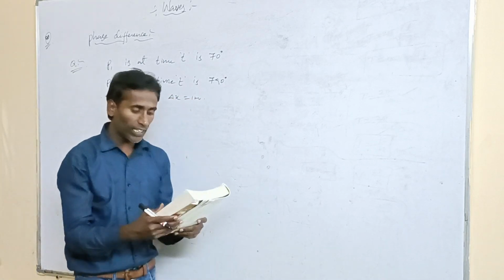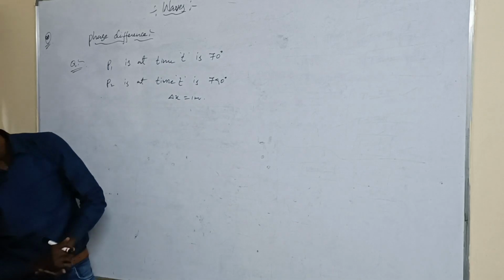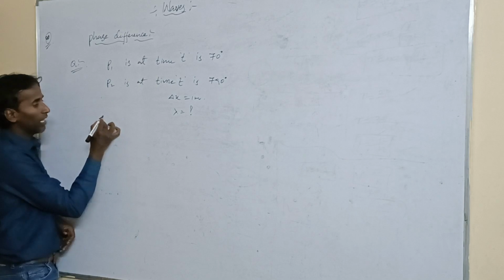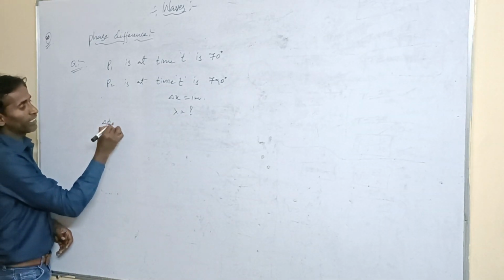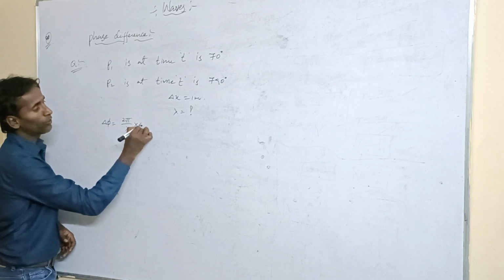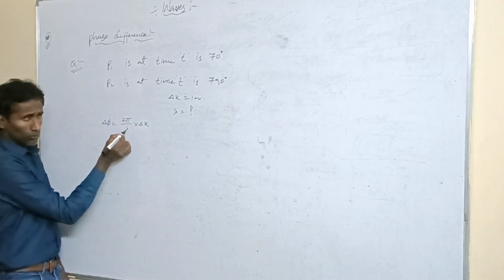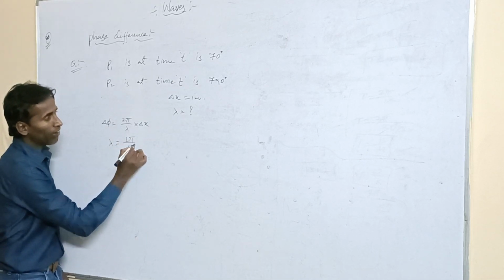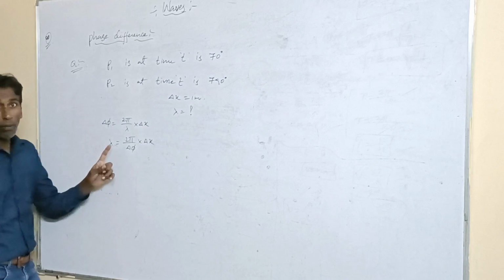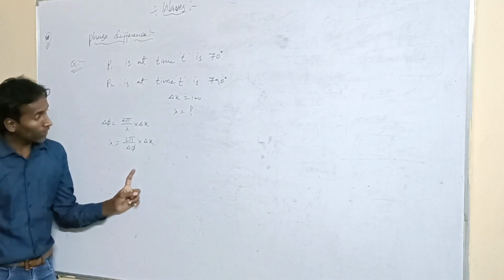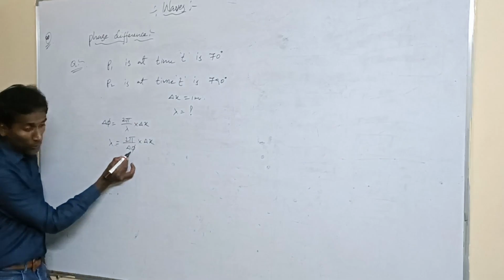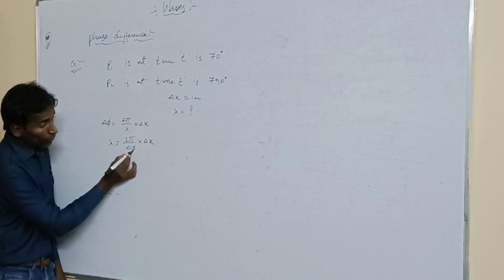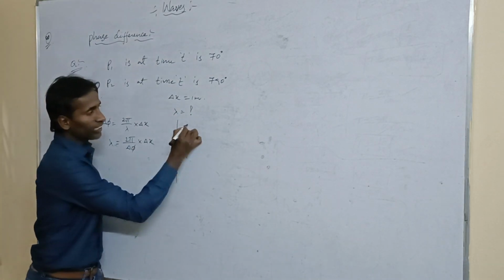So we have to find the wavelength: λ = ? First of all, we have the formula Δφ = 2π/λ × Δx. From this formula, λ = 2π/Δφ × Δx. This is the modification of the formula. In this formula, which one do we not know? 2 and π we know, Δx also. But what we don't know is Δφ. So how can we find Δφ?